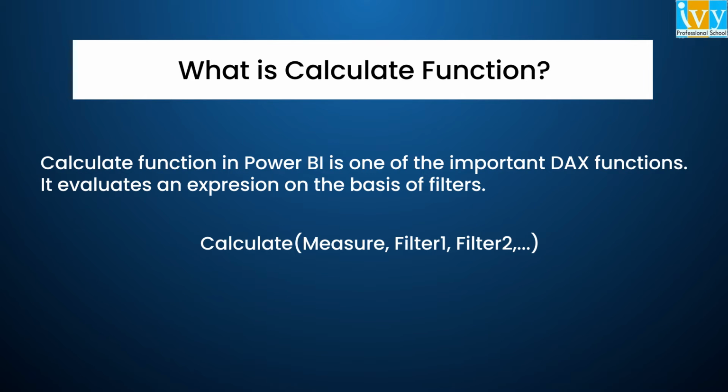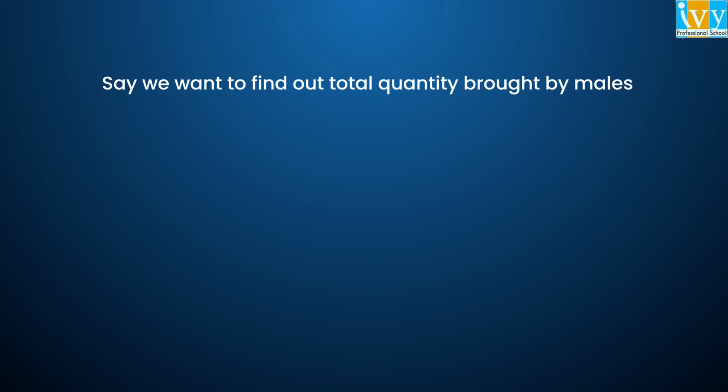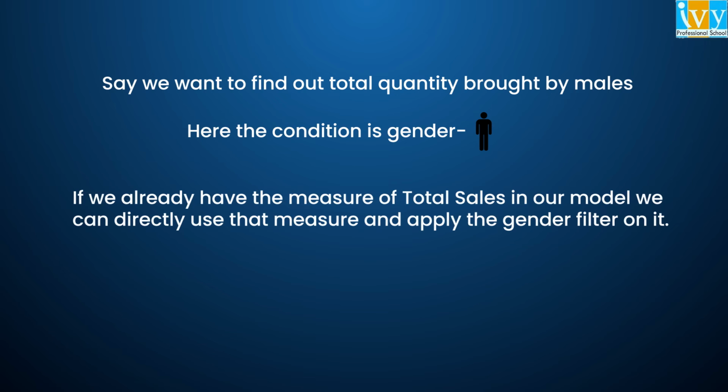In the syntax, we can clearly see that calculate uses a measure as the aggregated column and then applies filters on it. This measure could already be existing in our data model or could be created by using DAX functions. Say we have a data set where we want to find out the total quantity bought by males. Here, the condition or the filter that needs to be applied is of the gender, and that should be equal to male. We already have the measure of the total sales in our model, so we can directly use that measure and apply the gender filter on it.